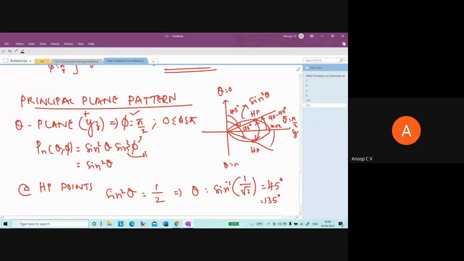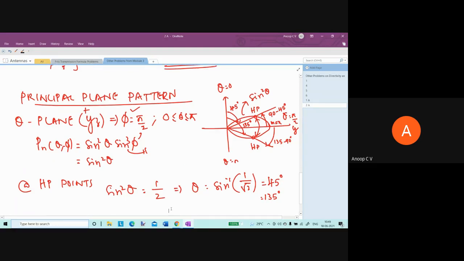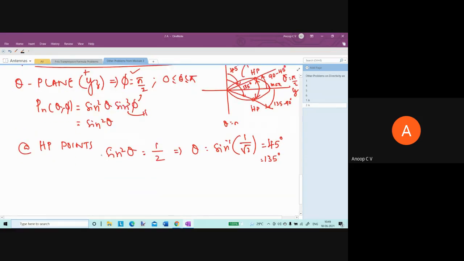And what will be this angle? This angle will be 135 minus 90 degrees. So the half power beam width, the separation between half power points, that is theta HP, is equal to 135 minus 45. That is equal to 90 degrees.